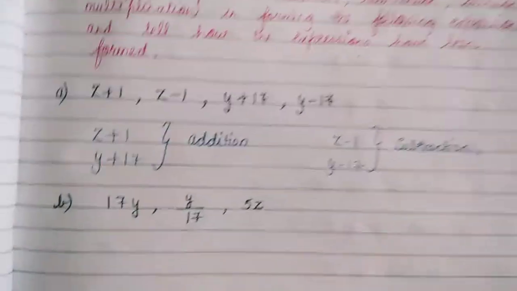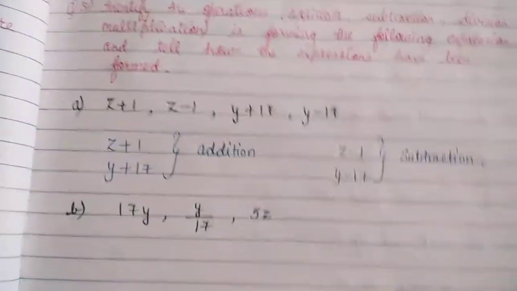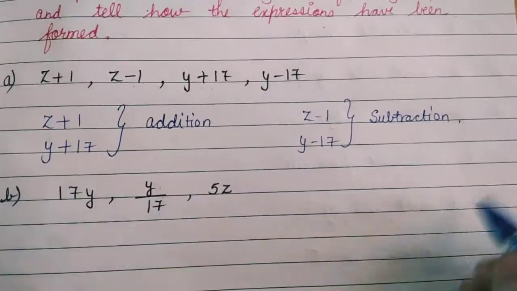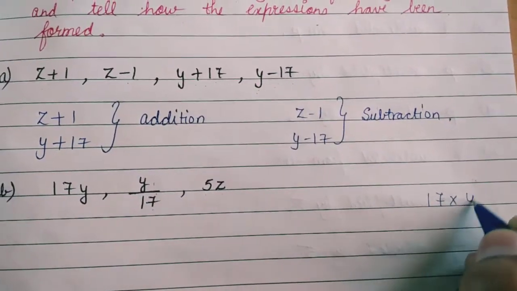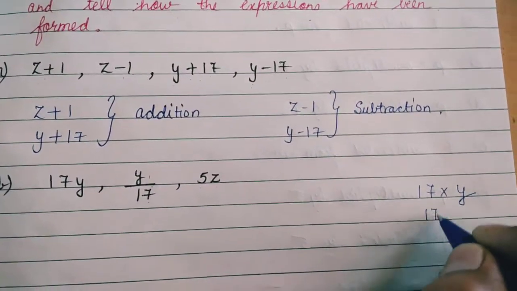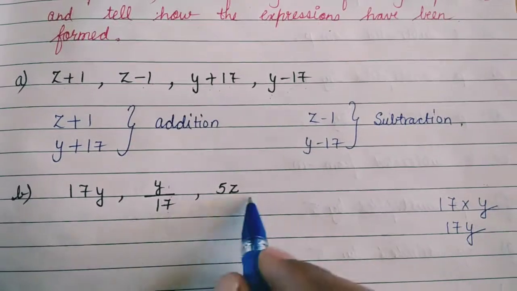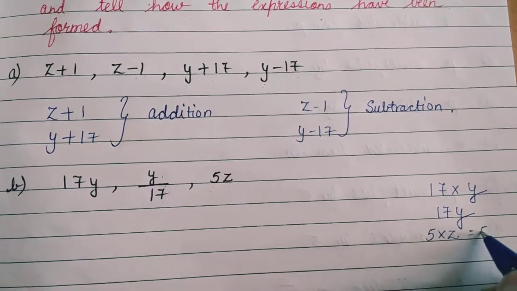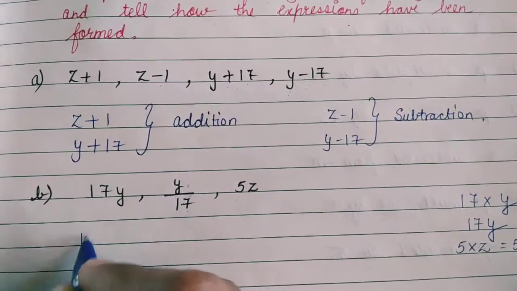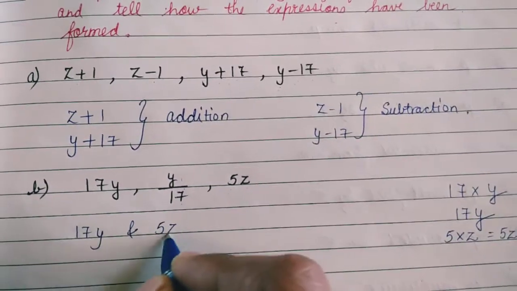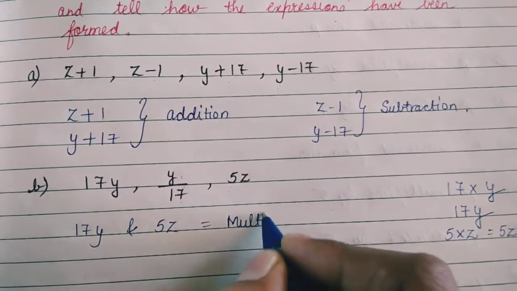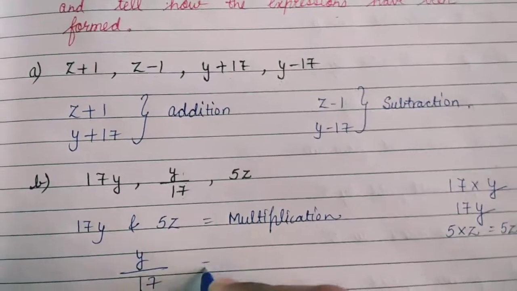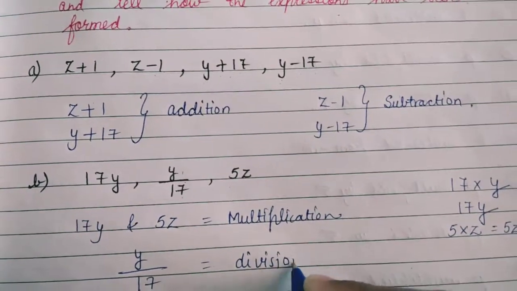Then B is 17y, y divided by 17 and 5z. Here you can simply see 17 and y are multiplied by each other. After that we got 17y. Same in the case of 5z, 5 and z are multiplied by each other, then we got 5z. It means 17y and 5z are operations with multiplication and y by 17 is the operation with division.